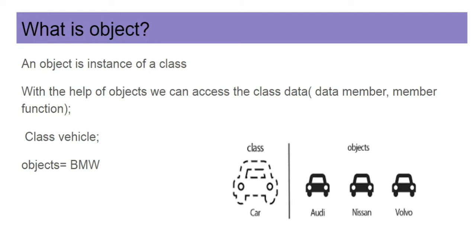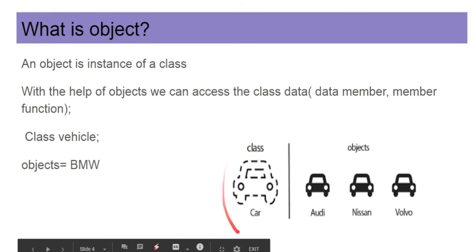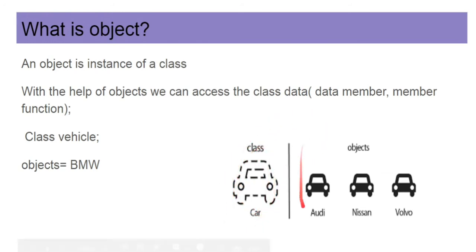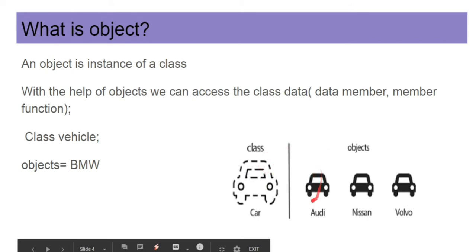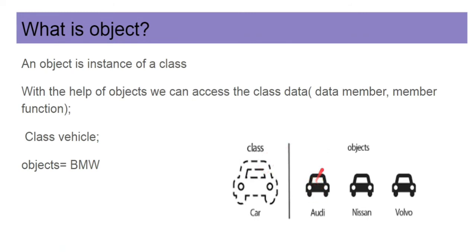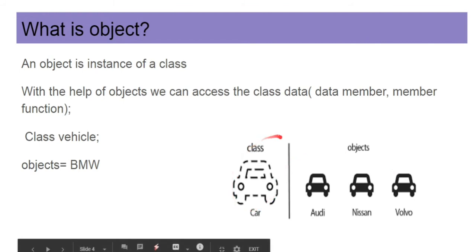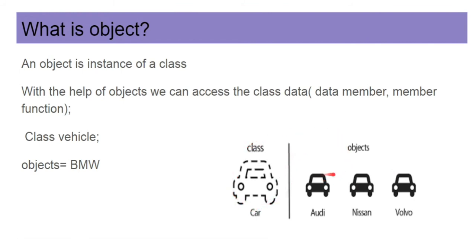So if I create a class vehicle, in the vehicle class I define the common things, all the properties common to vehicles present in the world. But with the help of objects, Audi can have different properties. If in Audi I define that Audi has this specific functionality, and Nissan has other specific functionality, and Volvo has its own, then I reuse the one class for two or three companies.